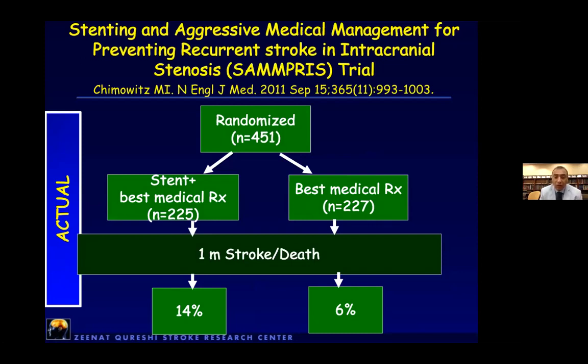But if you look at the 1 month stroke and death rate, it was very high in the stent group, 14%, as compared to only 6% in the best medical treatment group. This was the basis for the Data Safety Monitoring Board to stop the trial, because they realized the risk of peri-procedural adverse events is so high in the stent group that the long-term benefit may never be actualized.